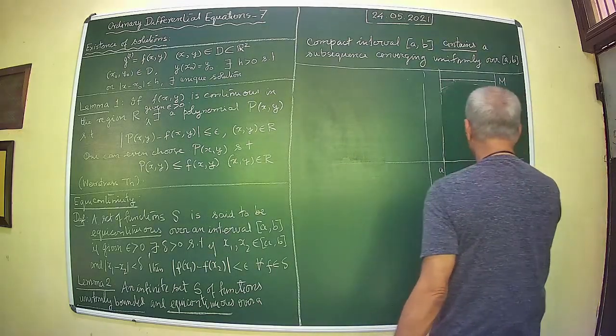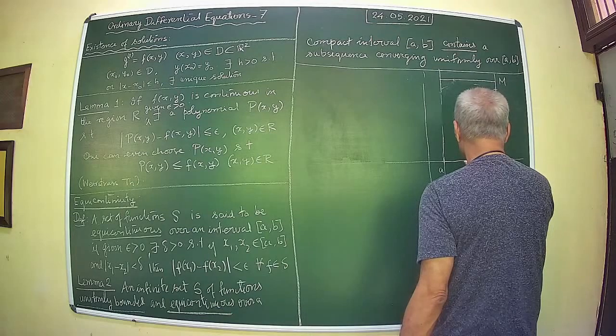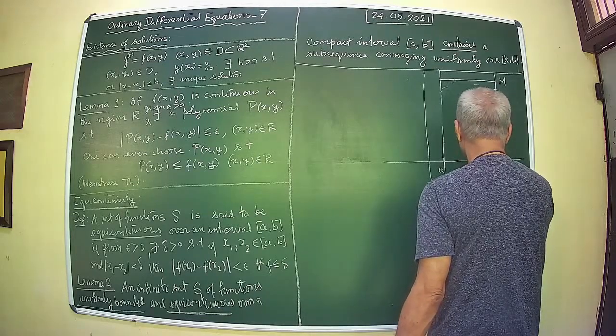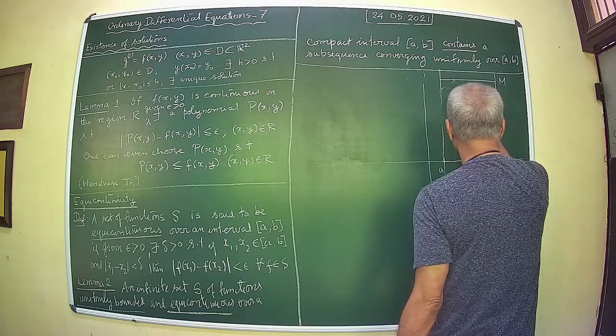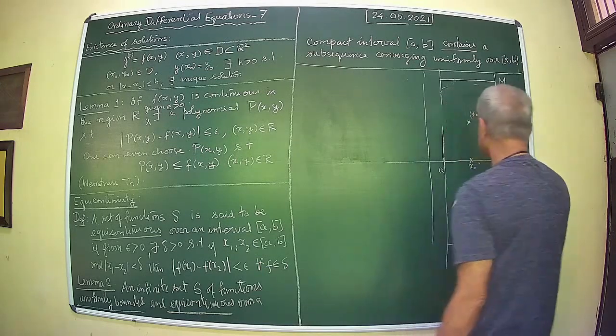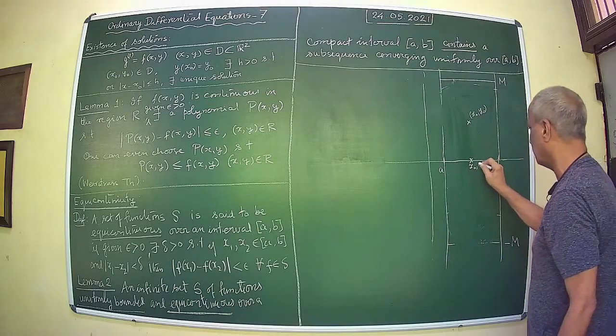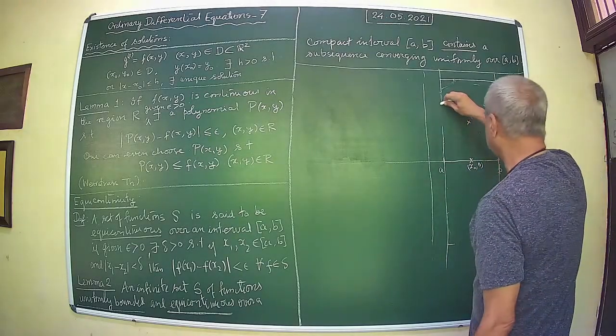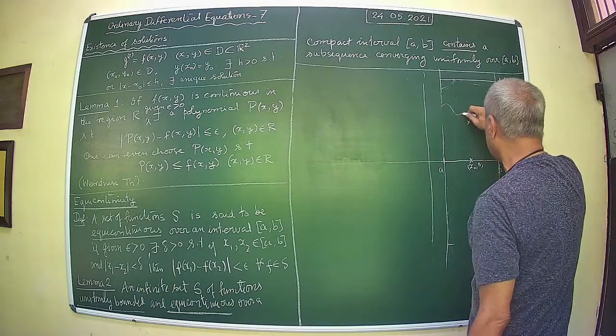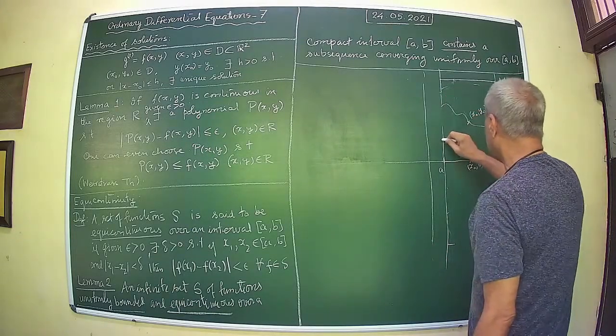See, they satisfy the same initial condition. Suppose this is the point x0, y0 in this region, and this is x0, 0. Then you see that the graphs of these functions are all going to be passing through this point.